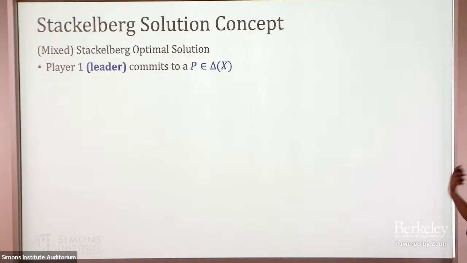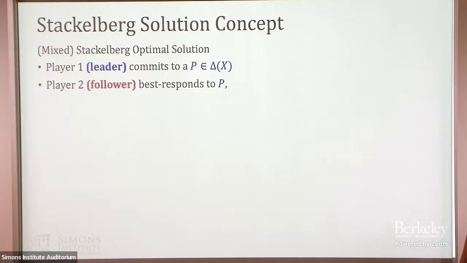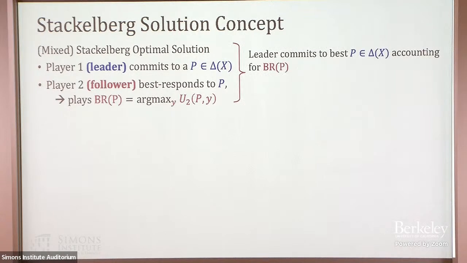The leader has to commit to a mixed strategy P, and then the follower will best respond to this strategy that was announced. What is this best response? It's just the best action it's going to take, given that P has been committed to. Now, it's a Stackelberg optimal solution if the leader commits to the best mixed strategy, accounting for the fact that the follower is going to respond.